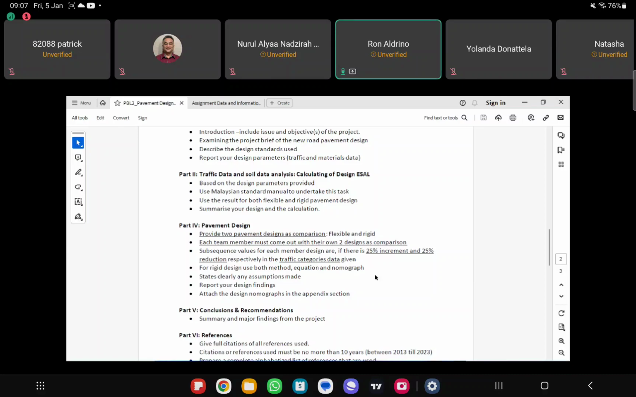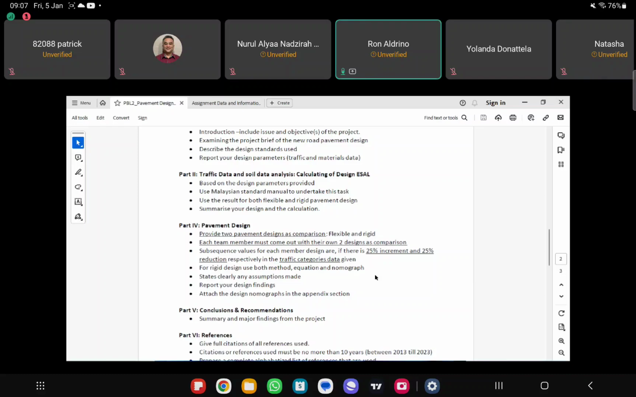So what is expected from the main body is the summary of each and every one of your results. For example, you can put up a table. Person number one, what's the result? Person number two, what's the result? Number three, what's the result for flexible? And the same thing for rigid.